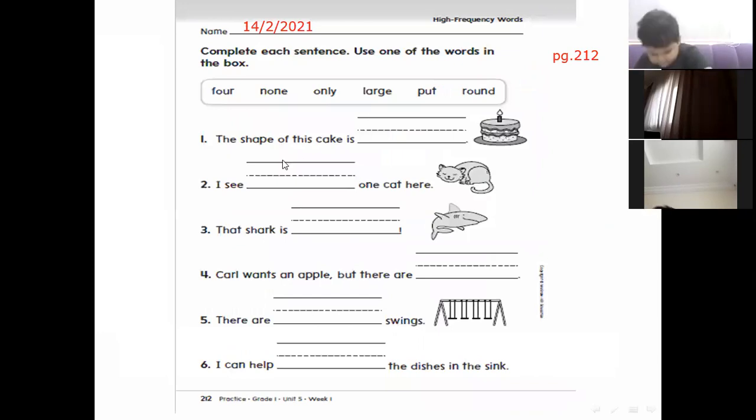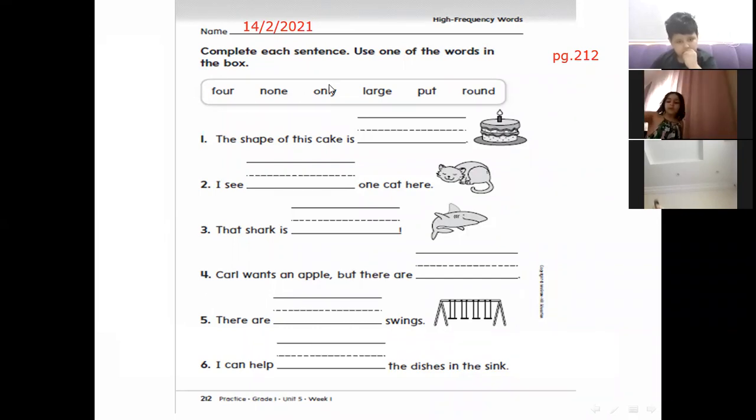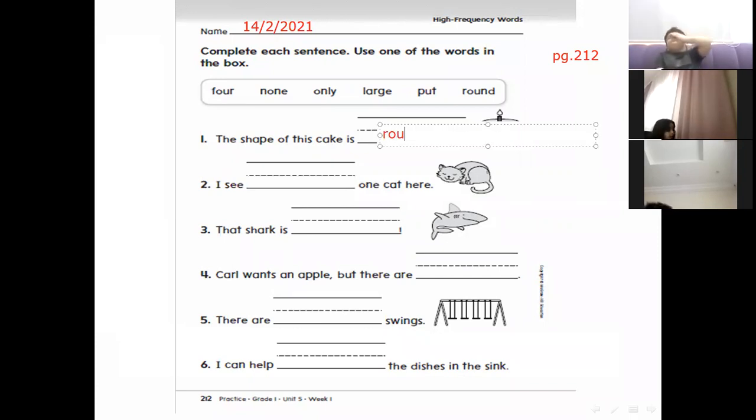Yes, miss. The shape of this cake is? Circle. No, four, none, only, large, put, or round? Round. Excellent. The shape of this cake is round. Excellent, Habiba. R-O-U-N-D. Round.